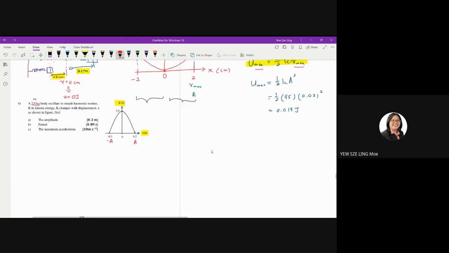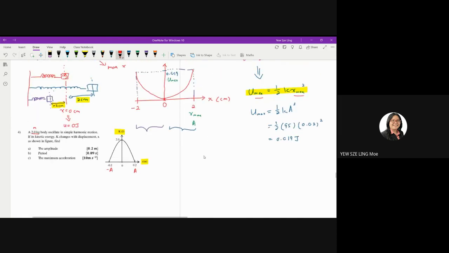Now, how do I know that when K equals 0, my object is located at its amplitude? Let's take the spring in the previous question as an example. What happens at the maximum position? If you look at the diagram, when the object is located here, at the maximum position, it will stop for a moment. At that moment, the object is not moving, and therefore the kinetic energy is equal to 0.